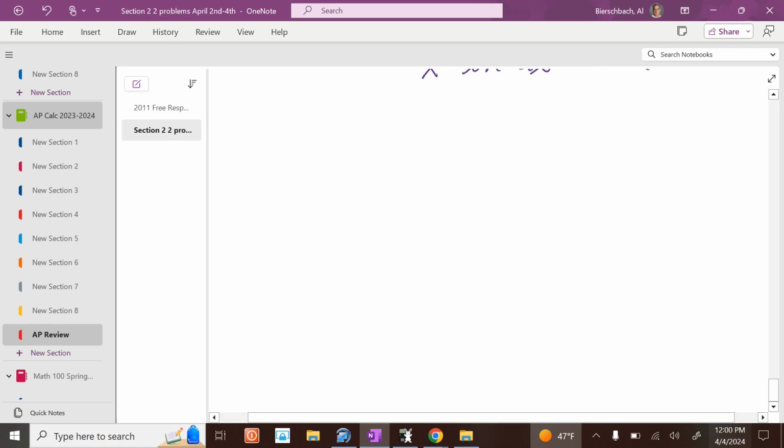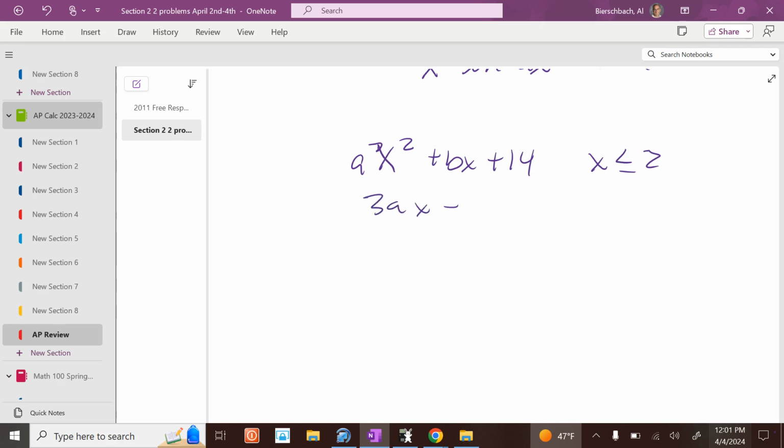43. Differentiable and continuous. So ax squared plus bx plus 14 when x is less than or equal to 2, and 3ax plus 5b when x is greater than 2. So at 2, what's going on? Okay? Because it needs to be differentiable, so it needs to be continuous. So how can these be continuous?